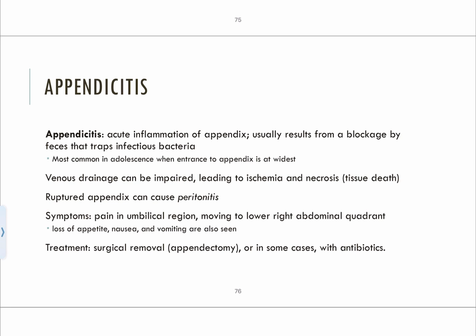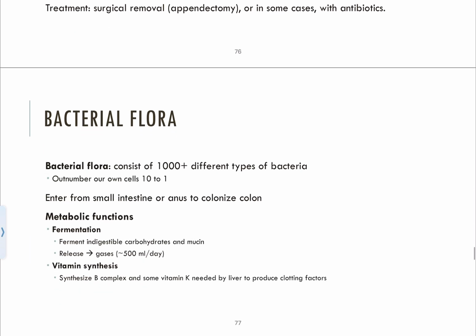Symptoms typically include pain in your lower right abdominal quadrant. You can also have loss of appetite, nausea, vomiting, and pain. Treatment is an appendectomy, completely removing it. In some cases, if it's not severe, you can go in and treat it with antibiotics.